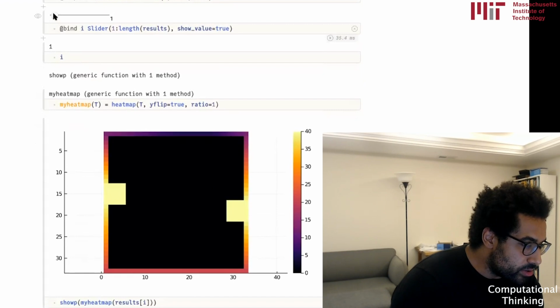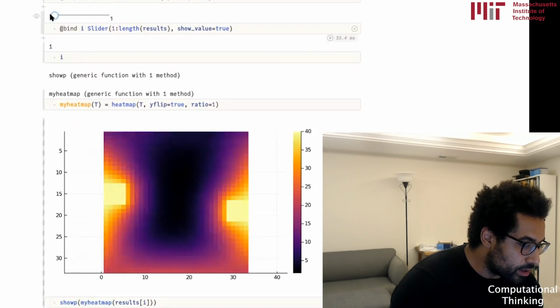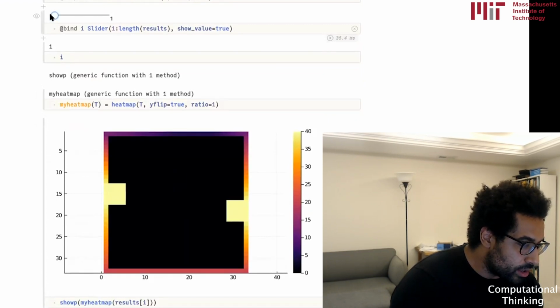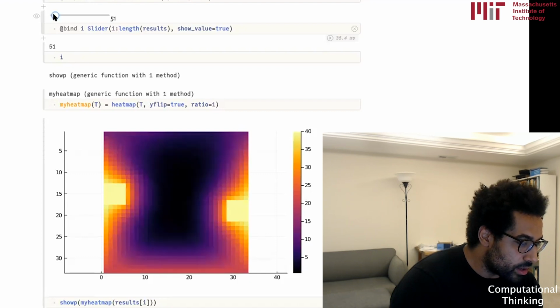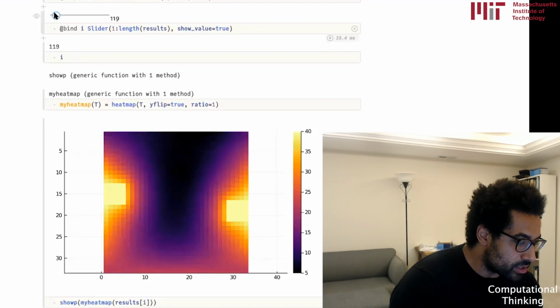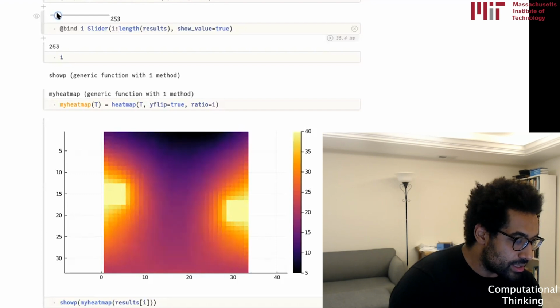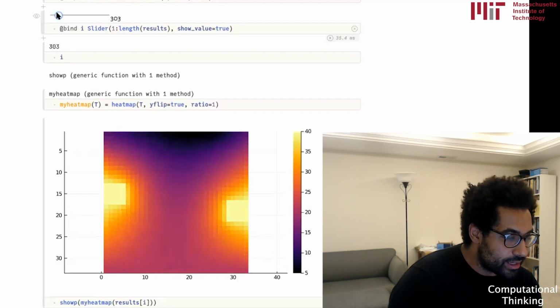And as I do iterates of Jacobi, oh, that moved quickly. Let me try to do it slower. So as I move through iterates of Jacobi, you can see how our approximate solution changes over time. You can see it's slowly filling in. It takes a little bit of time.